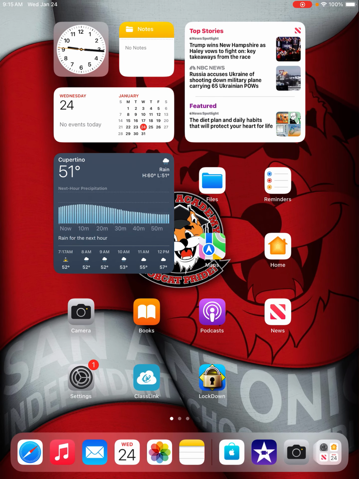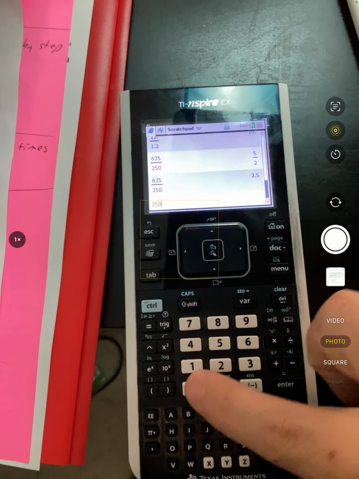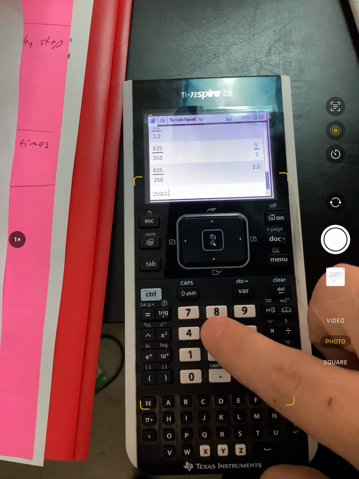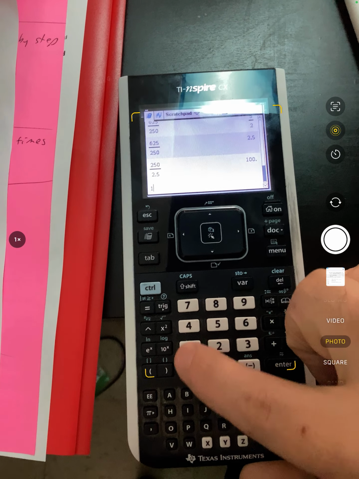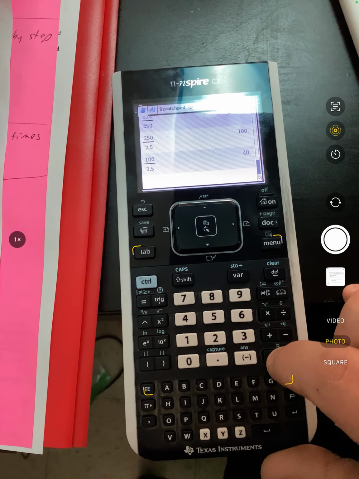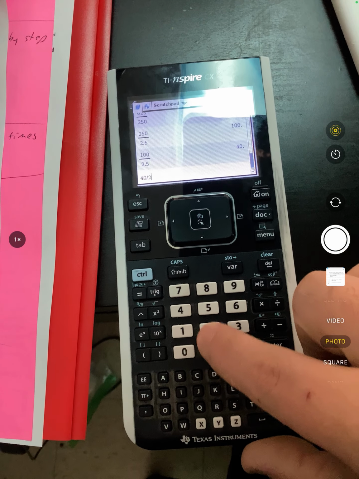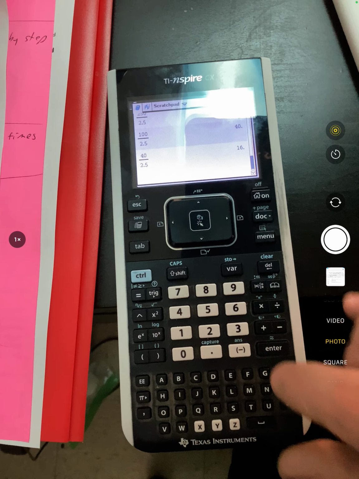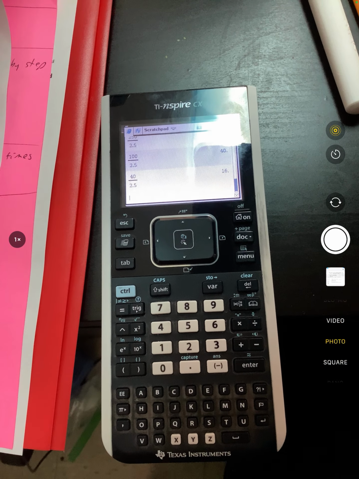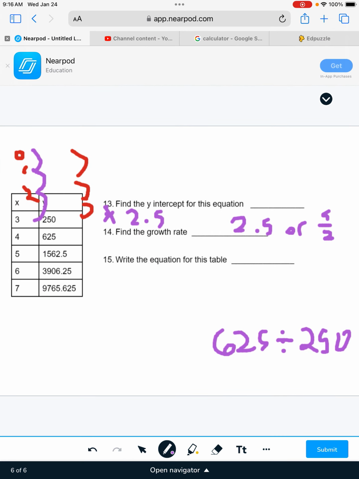So I go, okay. If I take my 250 and divide it by 2.5, I take my 100 and divide it by 2.5. That's the second time. I take my 40 and divide it by 2.5. I get 16. Okay, so my y-intercept here is 16. Okay, 0, 16. That 16 is my y-intercept.